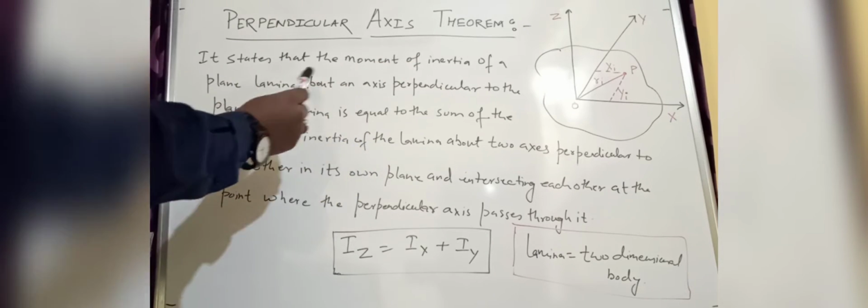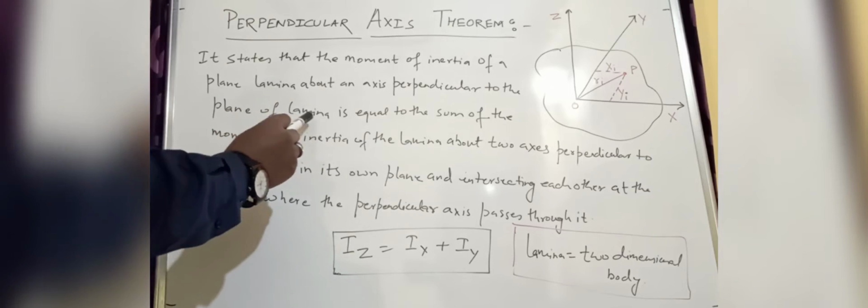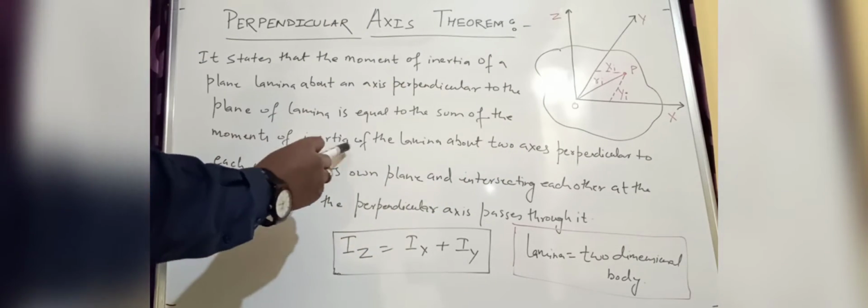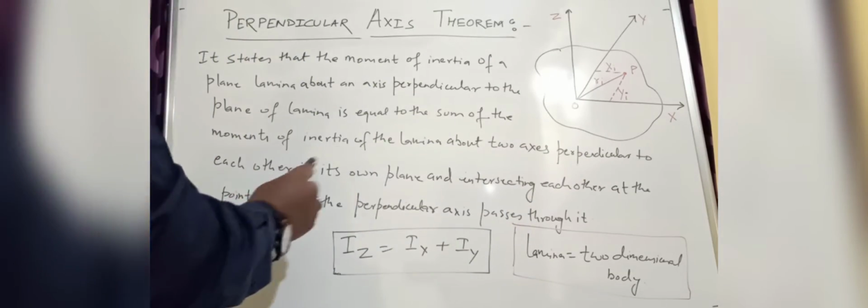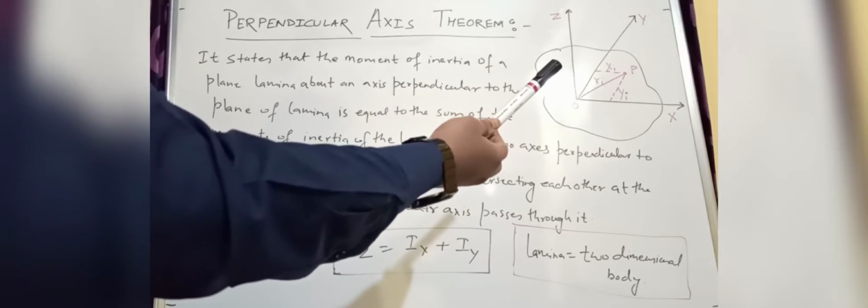The theorem states that the moment of inertia of a plane lamina about an axis perpendicular to the plane of the lamina, which is this z axis, is equal to the sum of the moments of inertia of the lamina about two axes perpendicular to each other. This is one axis, axis x, this is another axis y, and both x and y are axes which are on the plane of this lamina. Clear? And this z axis is perpendicular to the plane.